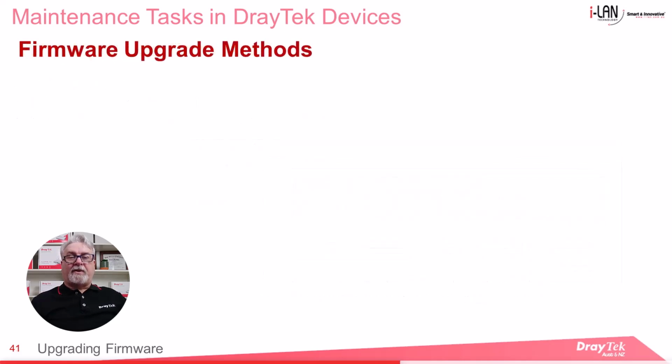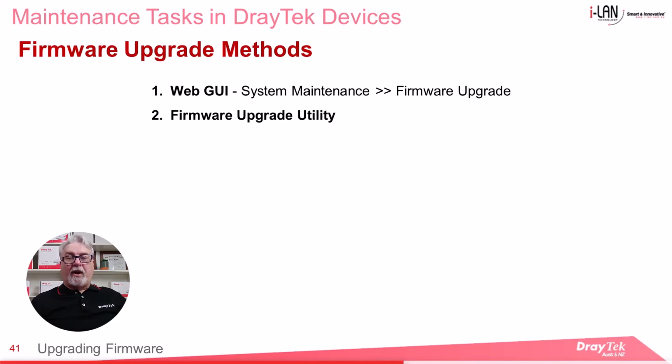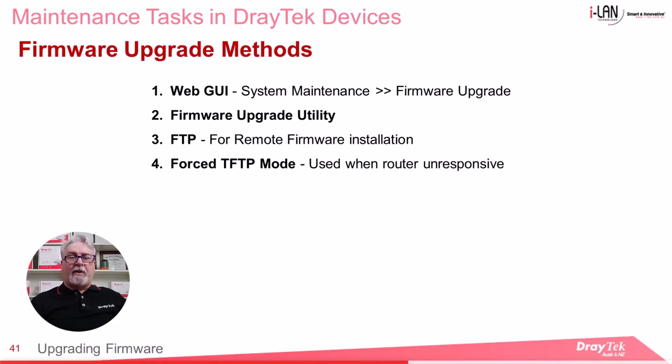So the various methods available to upgrade router firmware are using the Web GUI option in system maintenance menu, which we've already covered. Next, using the firmware upgrade utility. Using FTP for remote firmware installation. This option is now obsolete but is still an option in some older model routers. Forced TFTP mode for routers that have become unresponsive, and using the VigorACS central management system.